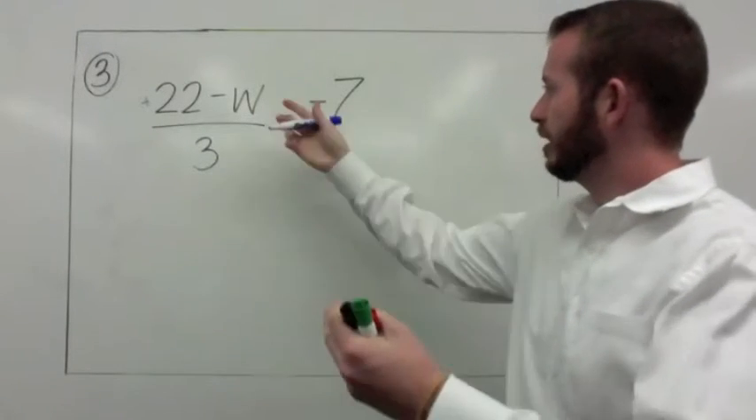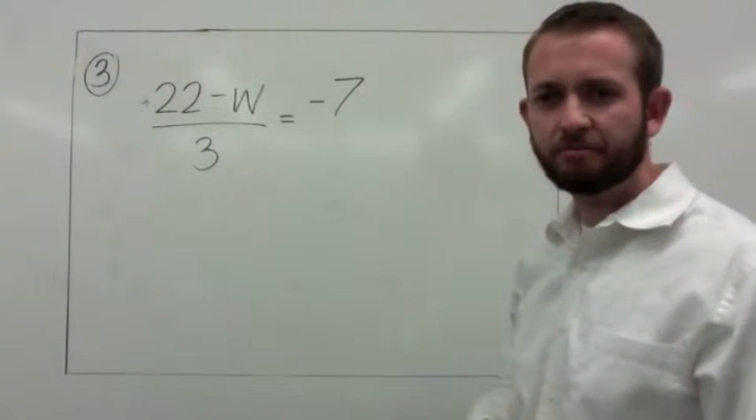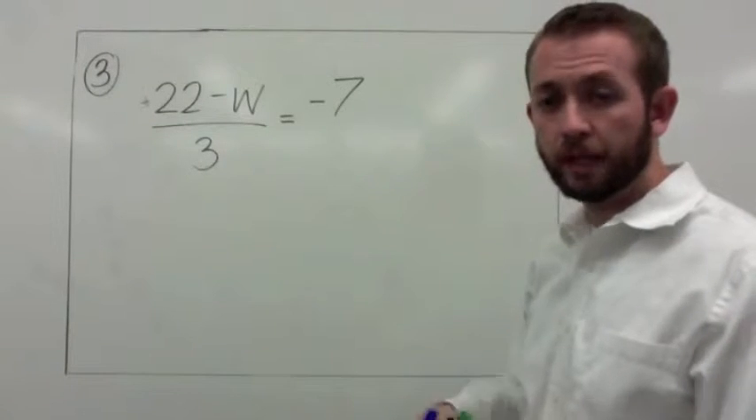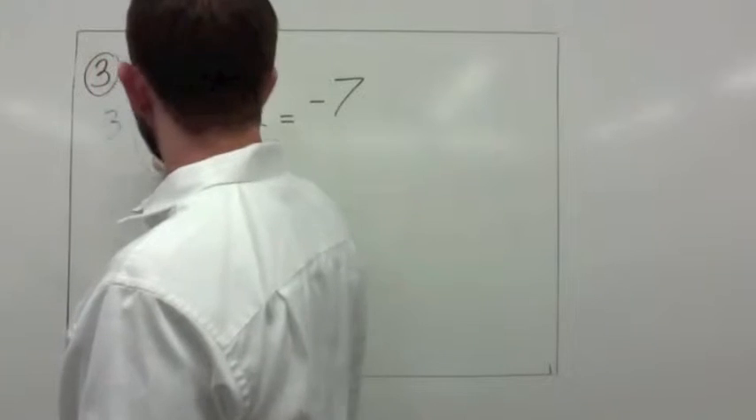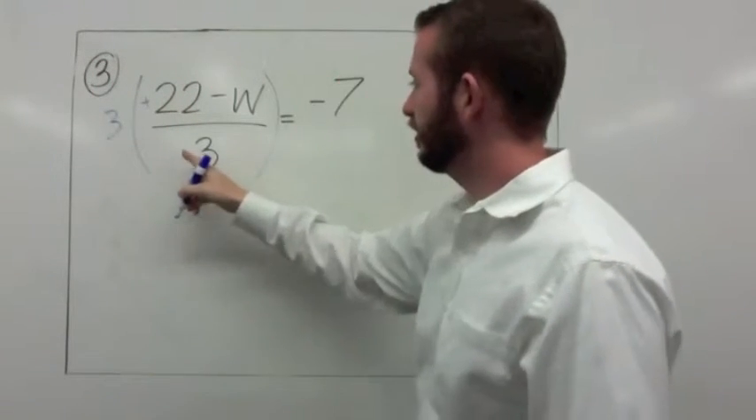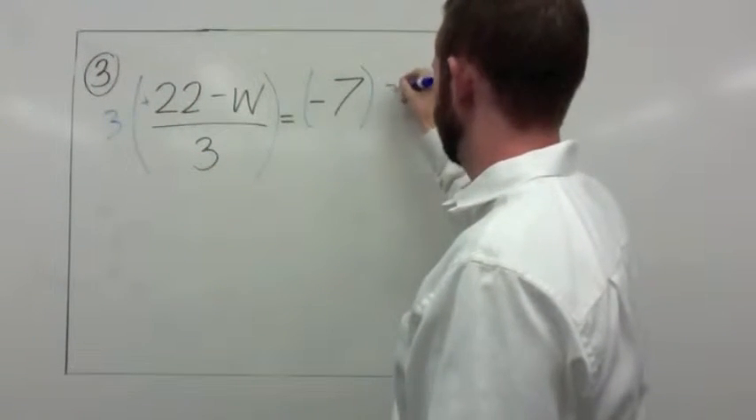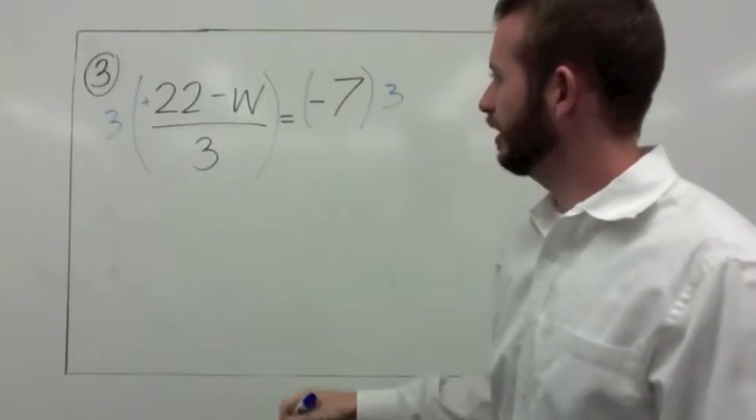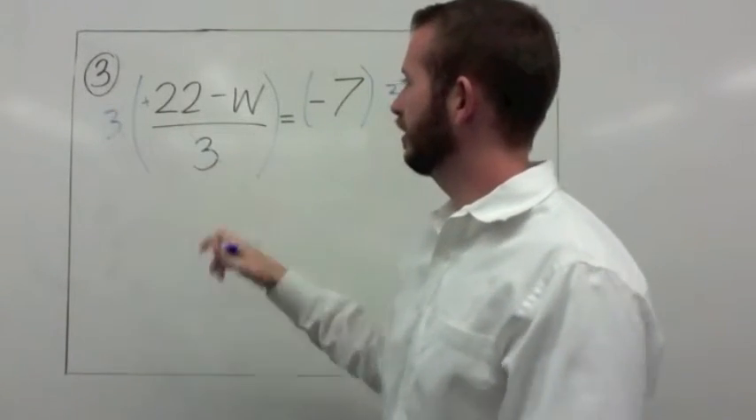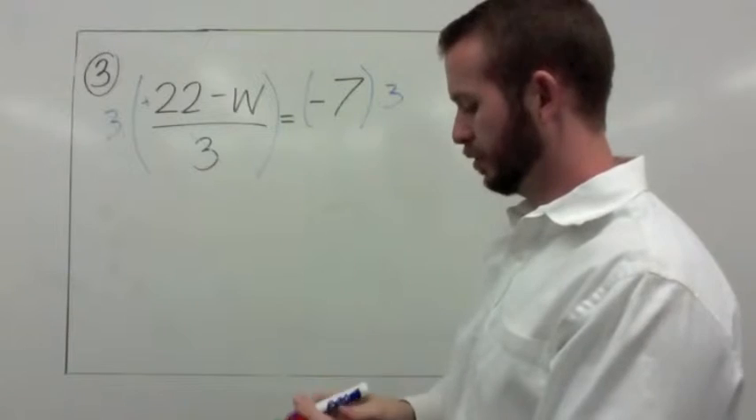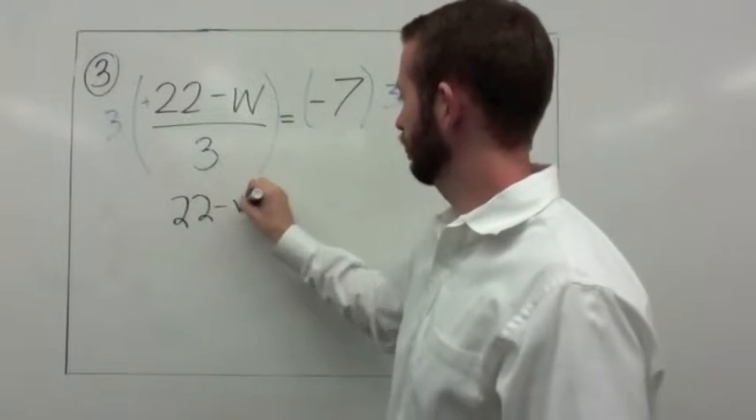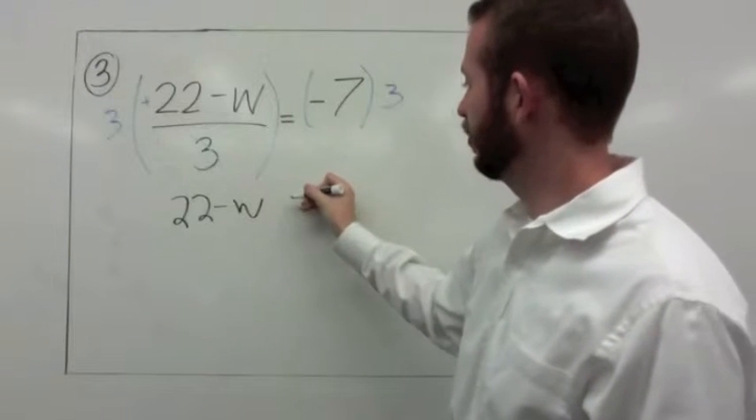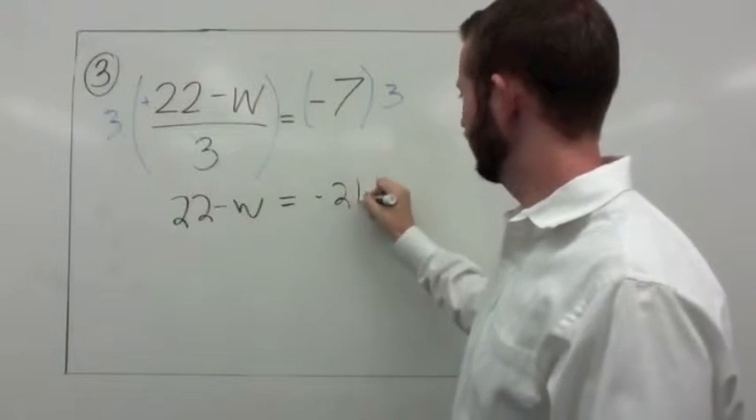Well, what do you think? Yeah, we're going to multiply by 3 first. When we multiply by 3, this will eliminate the denominator here, and it will simply multiply over here. So 3 times this is crossed off, and we're going to be left with 22 minus w is equal to negative 21.